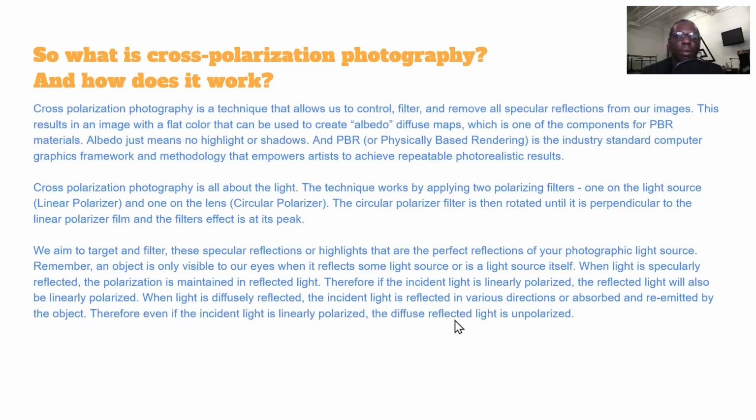Remember, an object is only visible to our eyes when it reflects some light source or is the light source itself. When light is specularly reflected, the polarization is maintained in the reflected light. Therefore, if the incident light is linearly polarized, the reflected light will also be linearly polarized. And when the light is diffusely reflected, the incident light is reflected in various directions or absorbed and re-emitted by the object. Therefore, even if the incident light is linearly polarized, the diffusely reflected light is unpolarized.